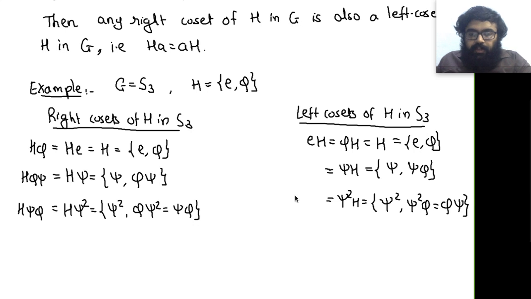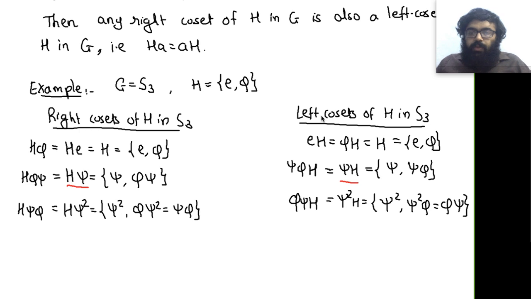Phi psi H. So phi psi times identity, you get phi psi, which is already here, as you can see. Right? And then phi psi times phi, so that is psi square, that you apply the formula. Okay, so this was an example which we have seen, that in that case all right cosets and left cosets are not same. Here we have H psi is not same as psi H. Right? And another thing, I forgot to write here, so psi phi H is this.